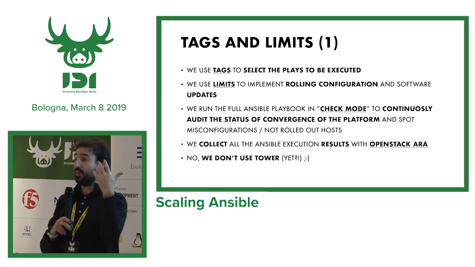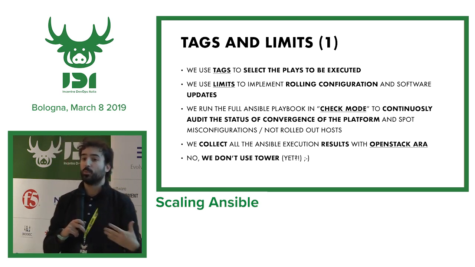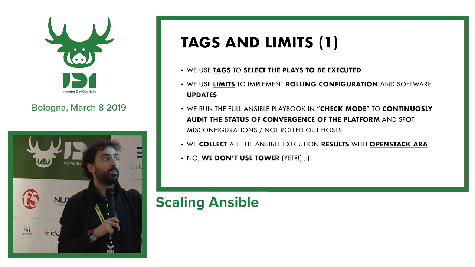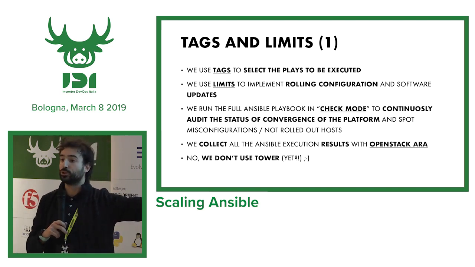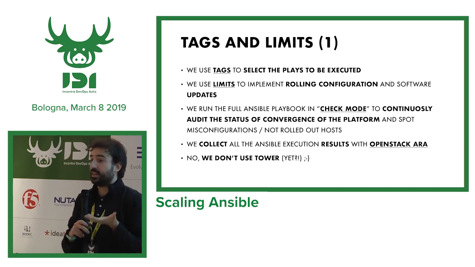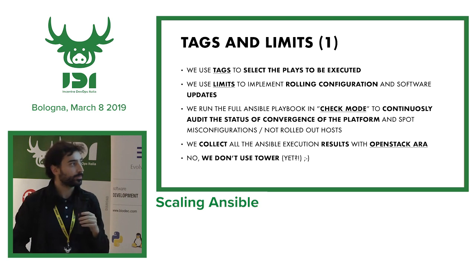The customer has a runbook in which they know, when they need to perform an operation, which tag they need to execute, on which host, to do a rolling update. But then we also always run in a cron job Ansible across the whole fleet of hosts with ARA to get a report of what is not aligned, okay?